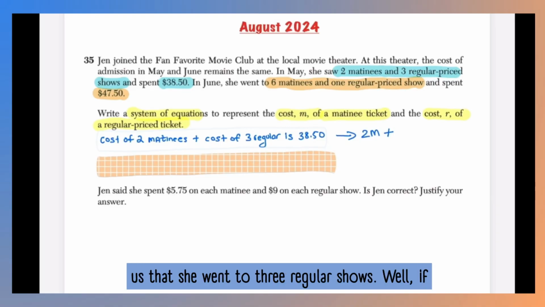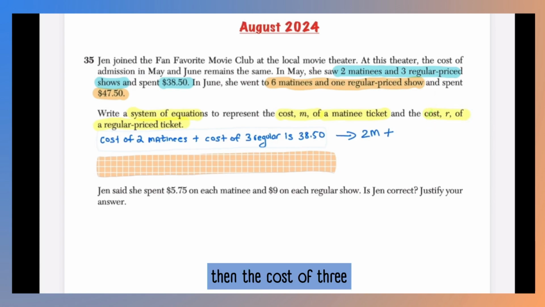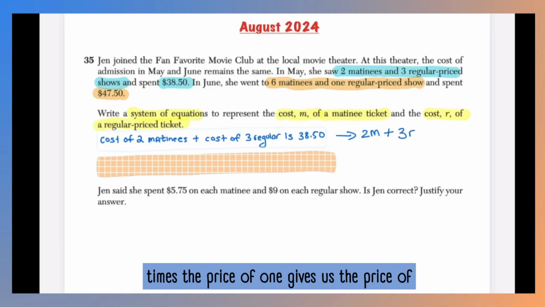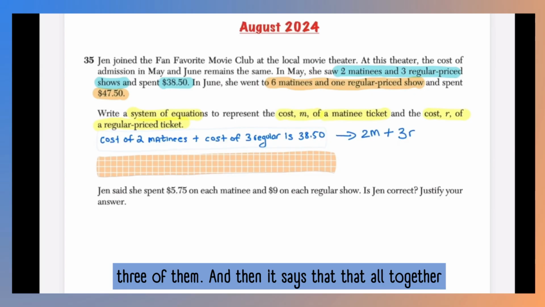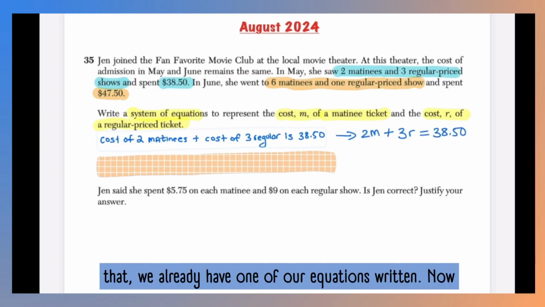So now it tells us that she went to 3 regular shows. Well, if the cost of one regular show we're calling R, then the cost of 3 regular shows we're going to call 3R, because 3 times the price of 1 gives us the price of 3 of them. And then it says that all together is, which in math is always going to be an equal sign, $38.50. And just like that, we already have one of our equations written.